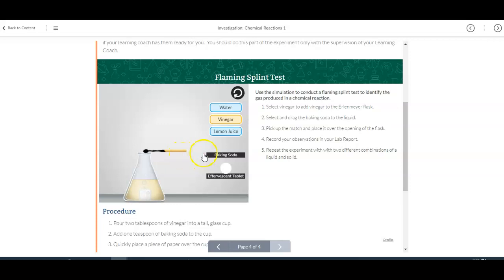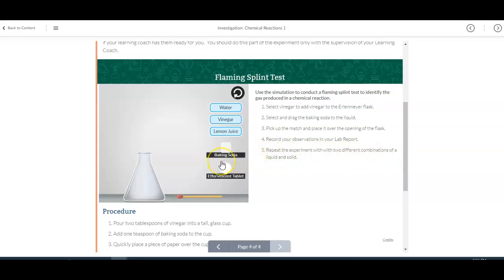We know that vinegar is acidic. We know that baking soda is basic. So those are just things that can help us. Now we're going to record all that down. We're going to reset it, and we're going to repeat the experiment with the other combinations of the liquid and the solid.